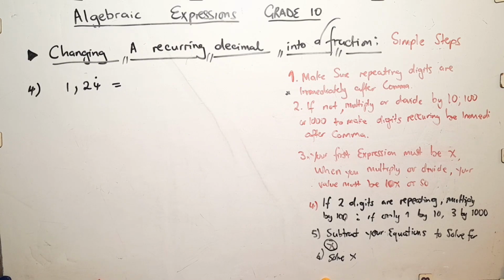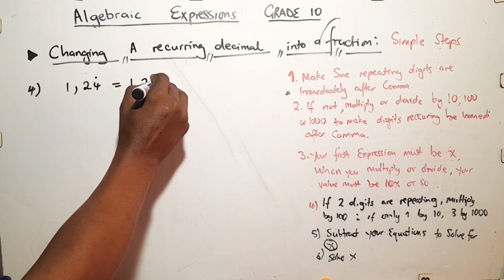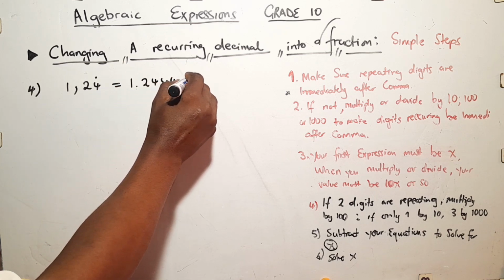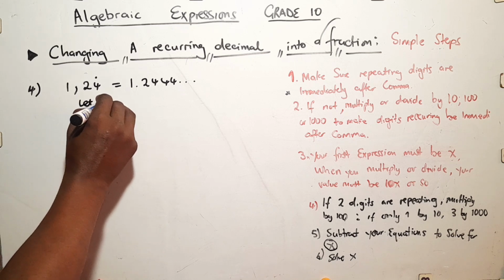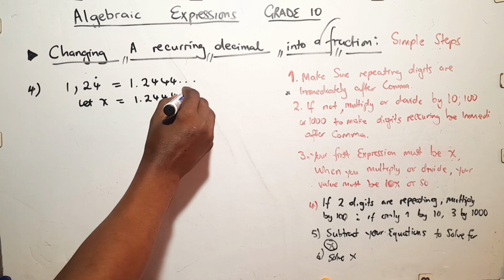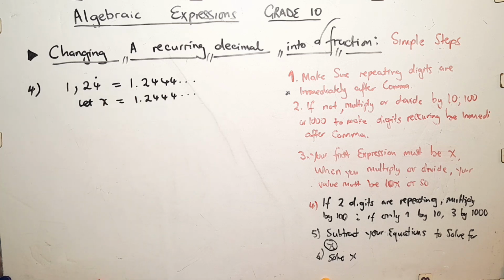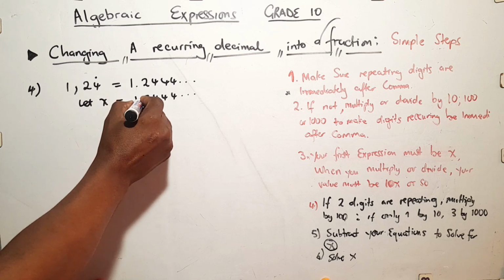So let's take a look at 1.24 with the 4 recurring. So we can write this as 1.2444 and so on, right? So we can let our x be equal to 1.2444 and so on.